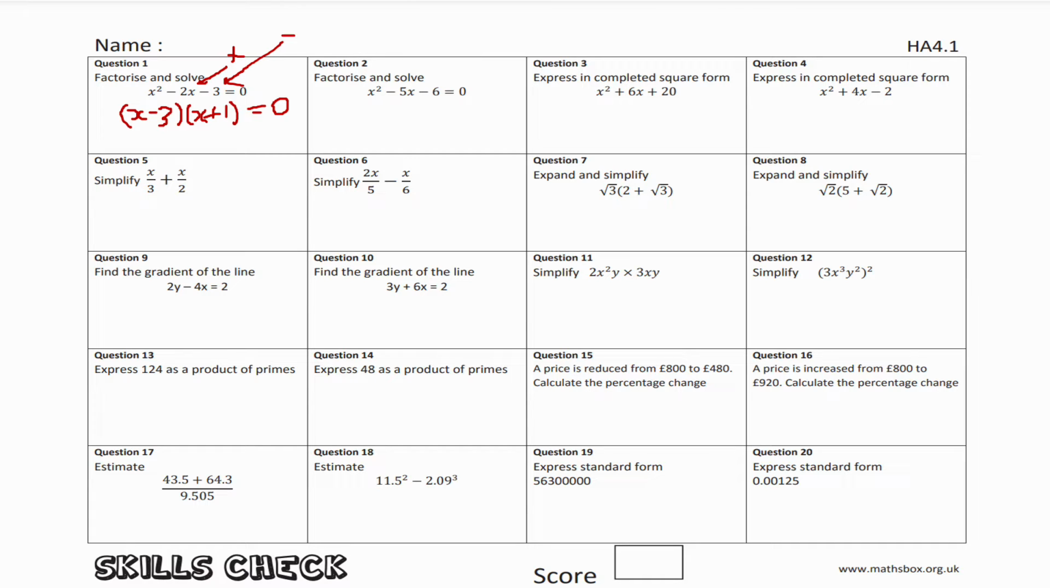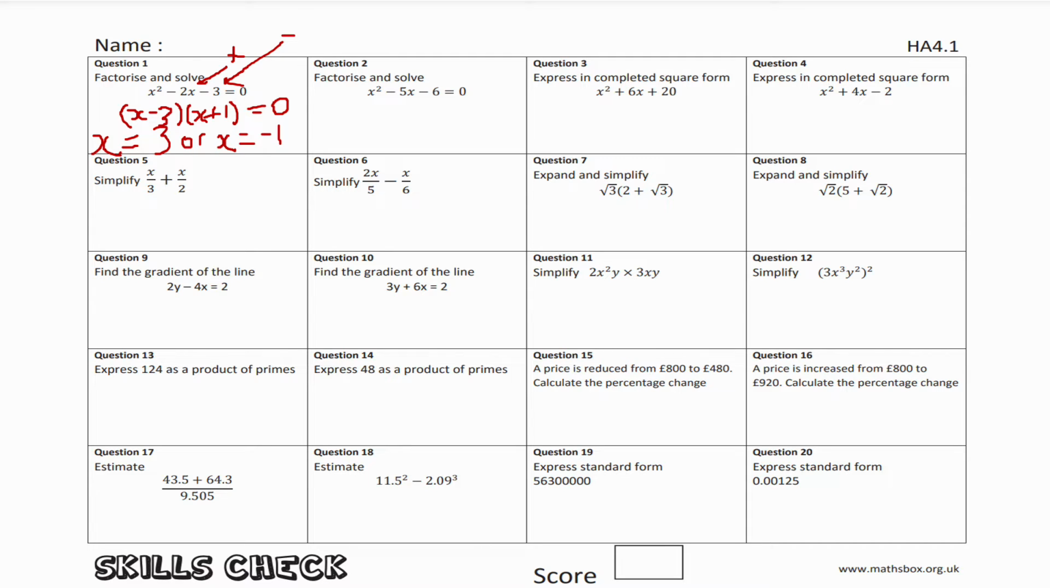Or positive 1 and negative 3. Either way is fine. The final step now is solving this equation. So either x minus 3 equals 0 or x plus 1 equals 0. So the solutions are x is equal to 3 or x is equal to negative 1. So they are my solutions to the quadratic equation. Remember that if you have x squared in an equation, you are always going to have two distinct real roots unless it's stated otherwise. Unless the discriminant is negative, in that case there is no solution. But when you factorize a quadratic, you will always have two different distinct solutions.